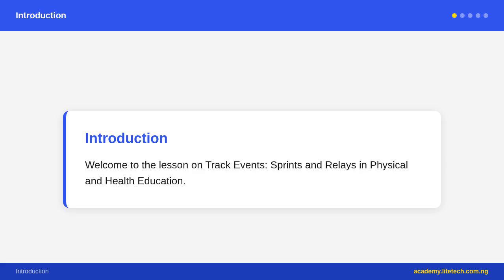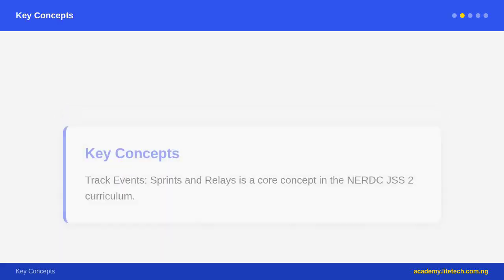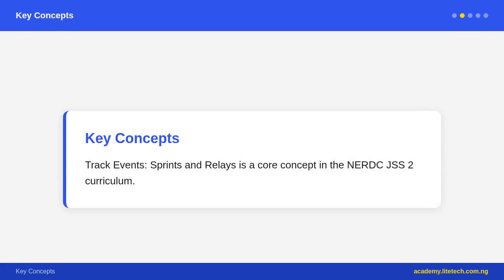Track events. Sprints. Sprinting involves running at maximum speed over short distances. The main sprint events are 100 meters, the shortest standard track race. Called the blue ribbon of athletics, the winner is considered the world's fastest person. Runners stay in their assigned lane throughout the race.